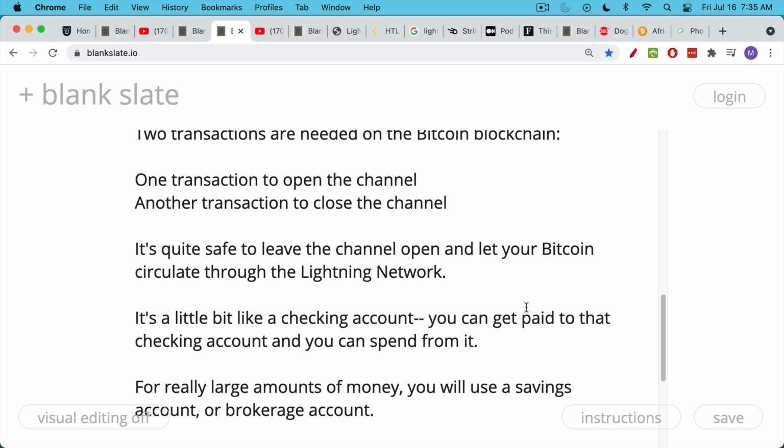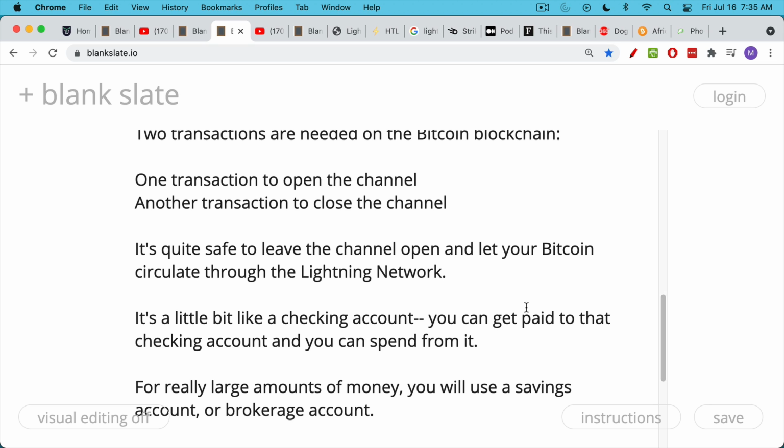For really large amounts of money, maybe you'll use a savings account or a brokerage account, or you'll buy a piece of real estate. That would be equivalent to the Bitcoin blockchain itself. But what's important to note is that the Lightning network can be a place where a lot of Bitcoin go to live, and it can become, and is becoming, a circular economy.